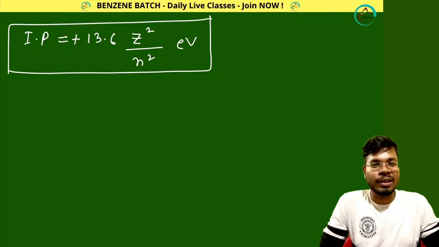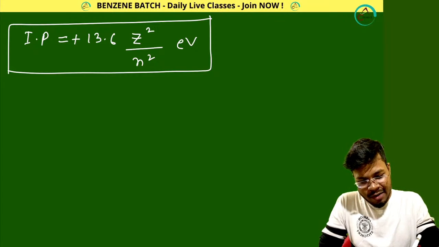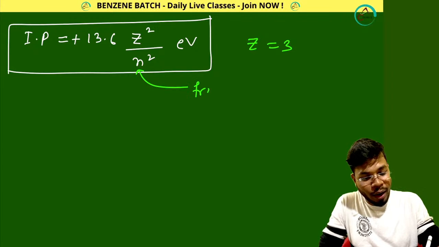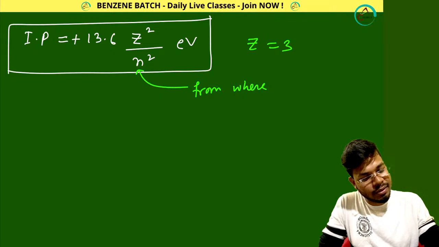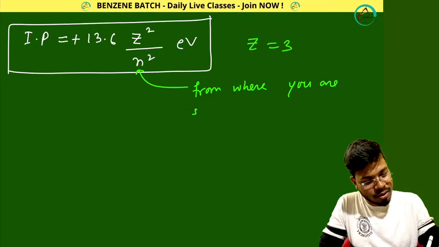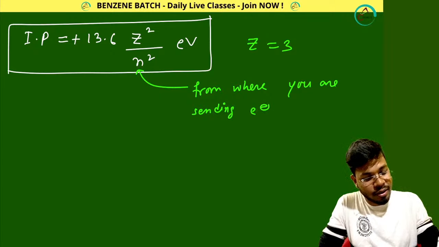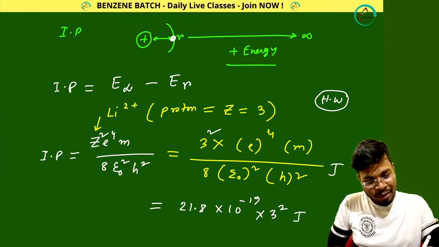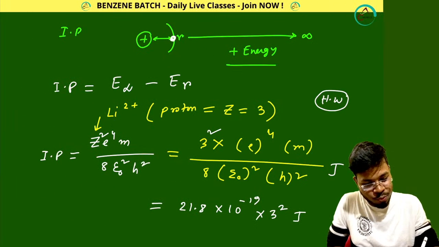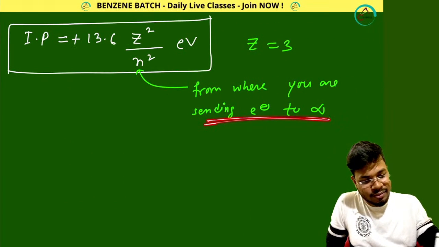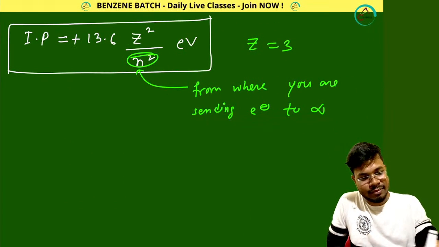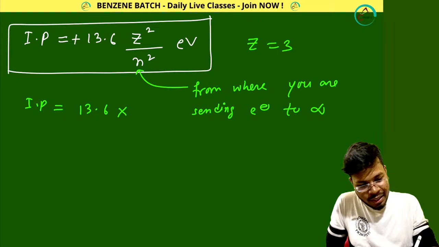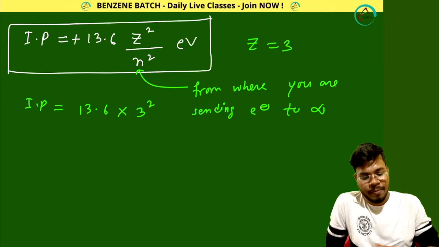So now tell me one thing, guys. The Z value is what? 3. And n means from where you are sending the electron to infinity. From where? From n equals 1, right? That's why you put 1 over here. This value will be 1. So now just do it. IP will be equal to 13.6 multiplied by 3 square, and this is 1, in electron volt.